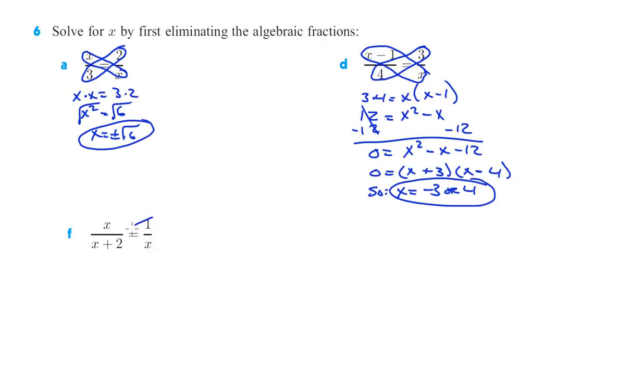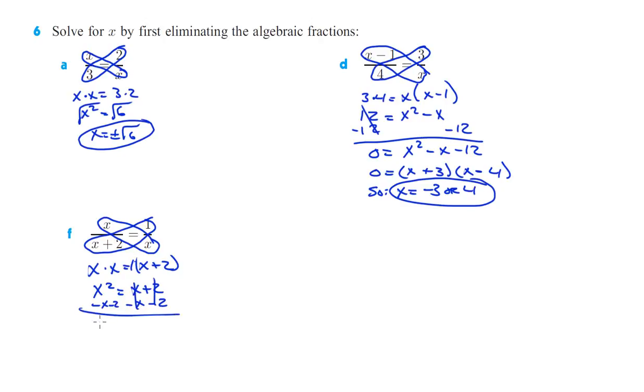Okay? Last one, cross products. x times x is going to equal 1 times x plus 2. So that gives us x squared equals x plus 2. So I'm going to move my x and my 2 to the left side here. So we get x squared minus x minus 2 equals 0. And now we're just going to factor here. Factors of 2, the only factors of 2 that I know of are 1 and 2.